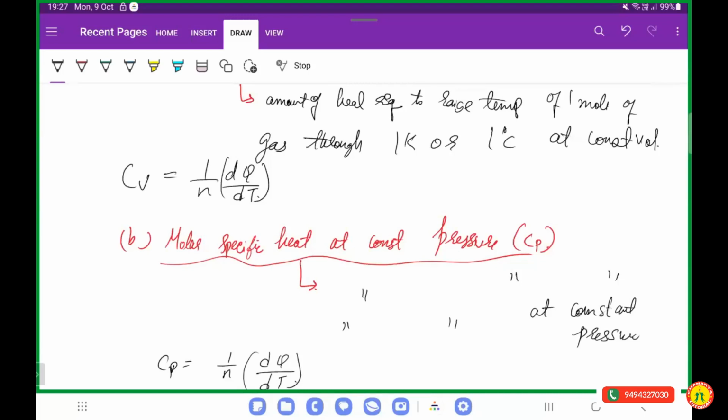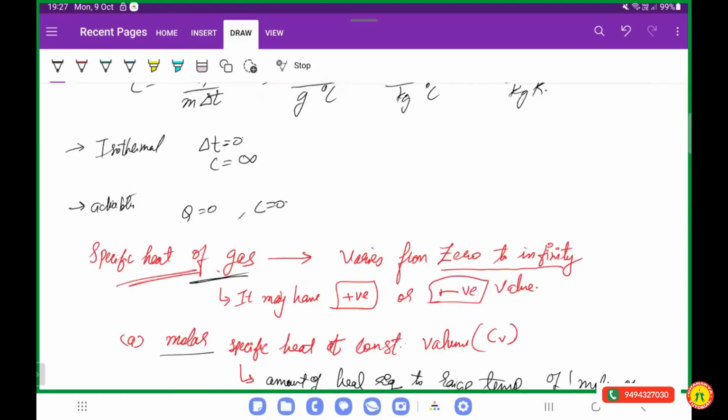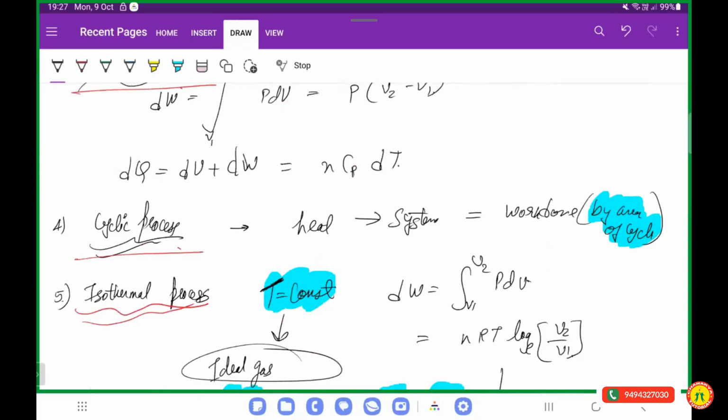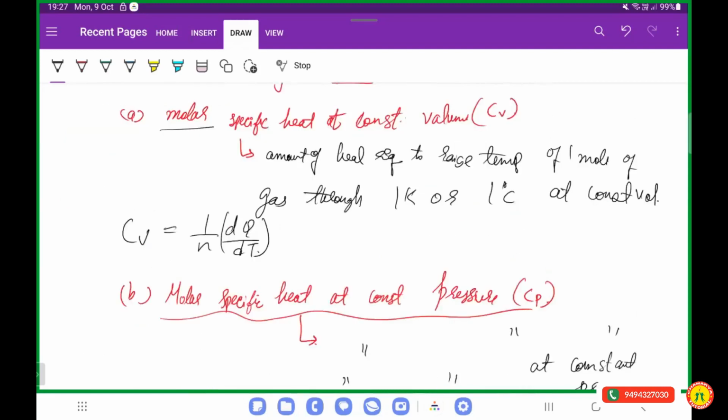See, previously we just saw only a few ideas about these processes. Now we'll properly discuss all these thermodynamic processes: isothermal, adiabatic, isochoric, isobaric, cyclic.